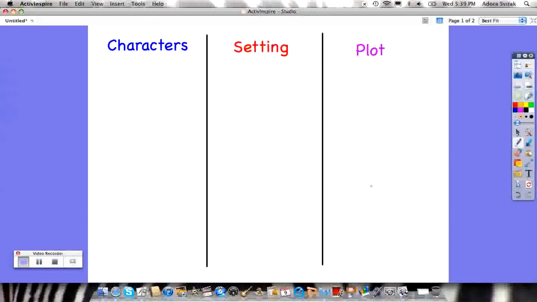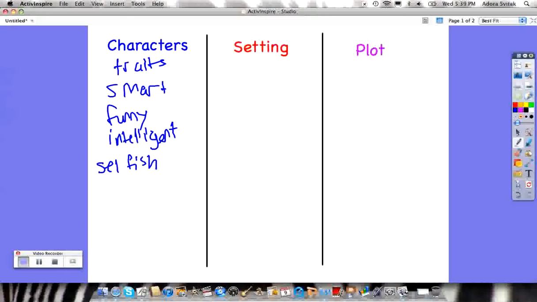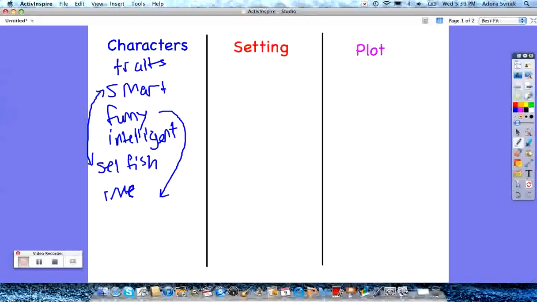So, character traits could be things like smart, funny, intelligent. Well, that's actually sort of the same as smart, so I'm going in circles here. But then think of some weaknesses. So maybe selfish. You probably know someone who could be smart, but is also a little bit on the selfish side. You might know someone who's funny, but also kind of cruel. Actually, probably a lot of cruel in one way or another. So people can be great people in some ways and not so great in others, and that's essential to creating these round, well-developed characters.